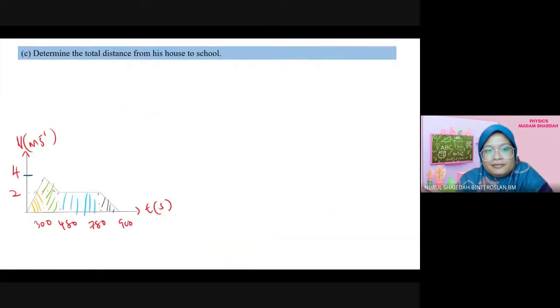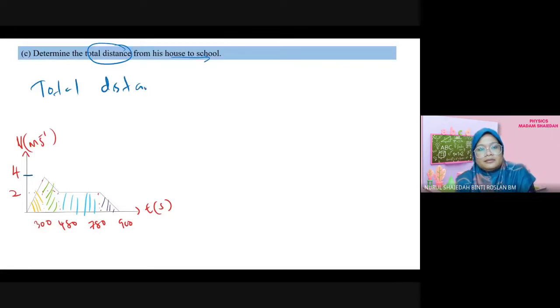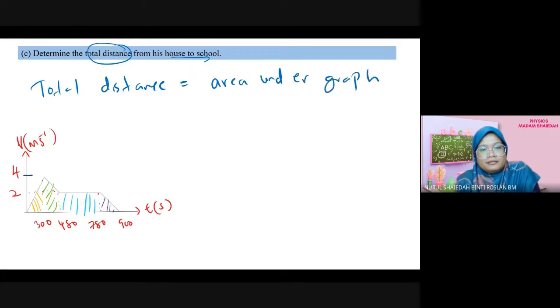Okay. The last question, number C, they ask you to determine the total distance from his house to the school. So we look back at the graph. The total distance is equal to the area under the graph for the graph of V against T. If I look at the area under the graph, I can divide it into 4 sections.